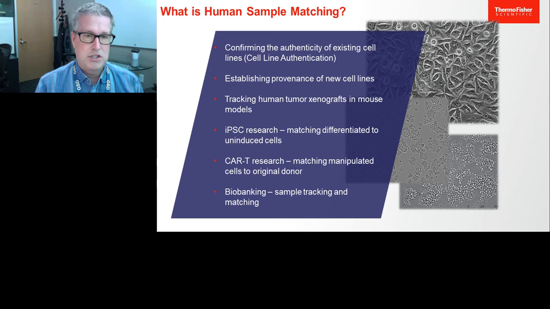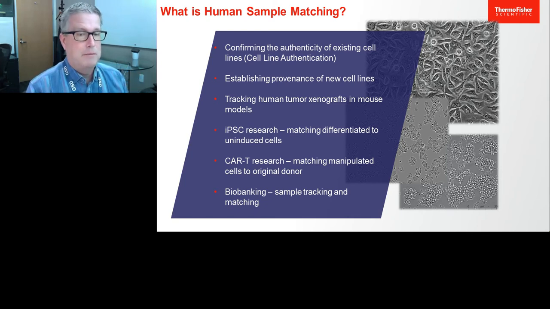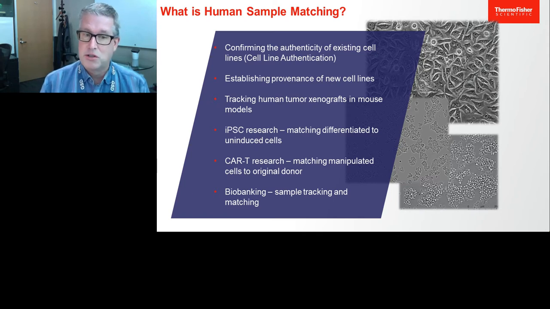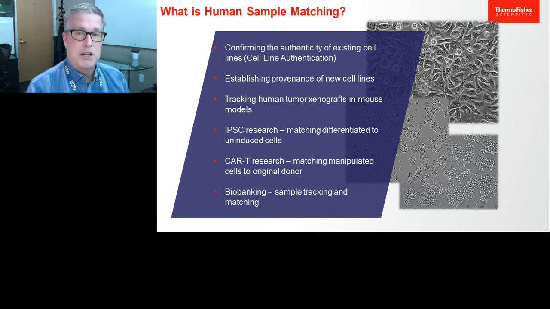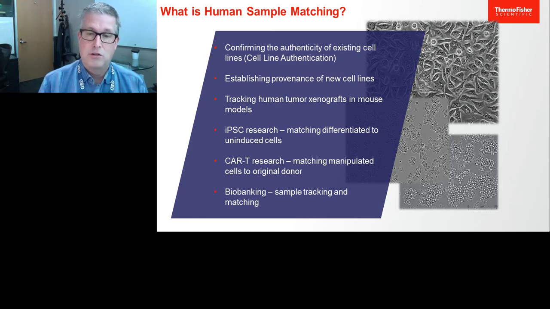manipulated in culture conditions. It's in CAR T research, it's matching the manipulated cells to the original donor cells. And in biobanking, it's important for sample tracking and matching, as I mentioned, tumor to normal or different tissue samples from the same donor. So all of these are very important for making sure that the human samples are indeed what you think they are.